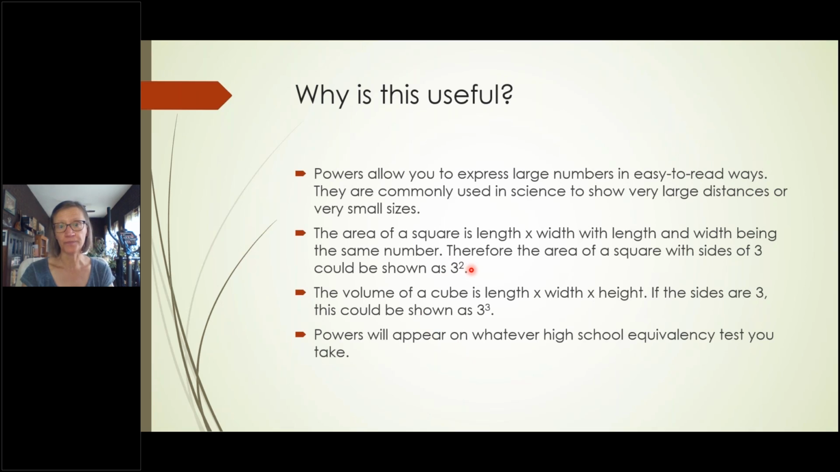The volume of a cube is another area where it would be commonly seen, because the length times the width times the height equals the volume of a cube. All of those numbers are the same. So if the sides are 3, then the volume of a cube could be shown as 3 to the 3rd power. And the other reason it's important is because powers are going to appear on whatever high school equivalency test you take. And they do come up a lot as you move forward through algebra.